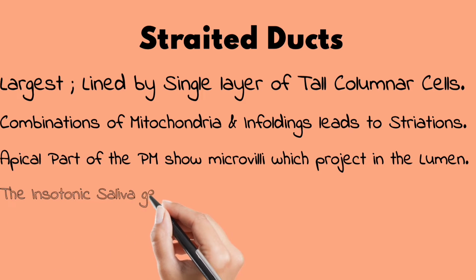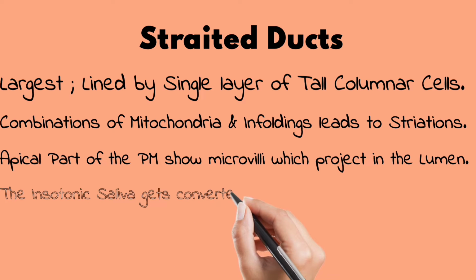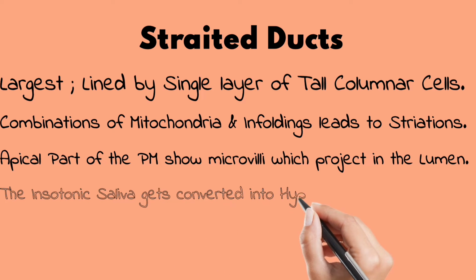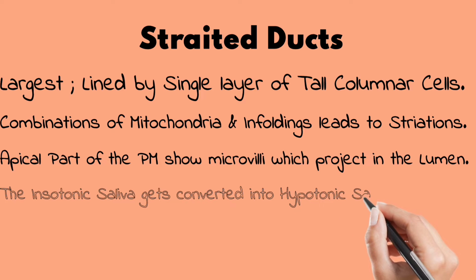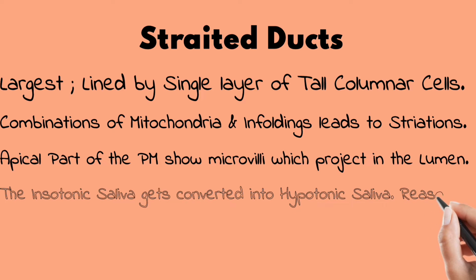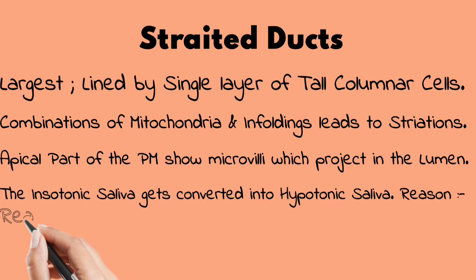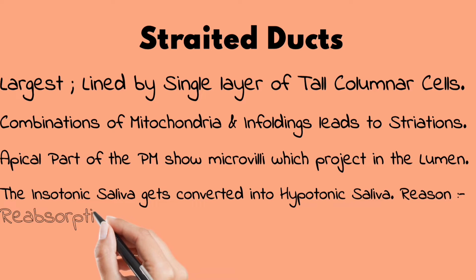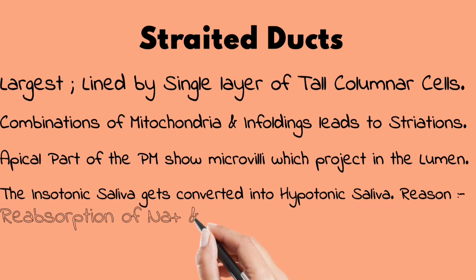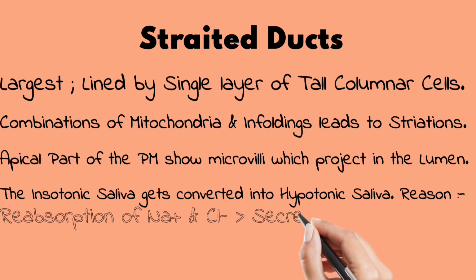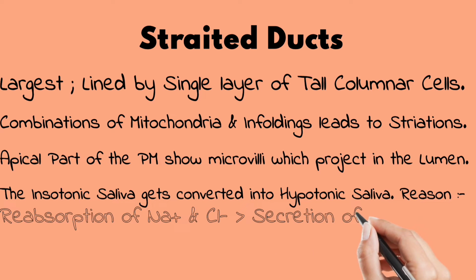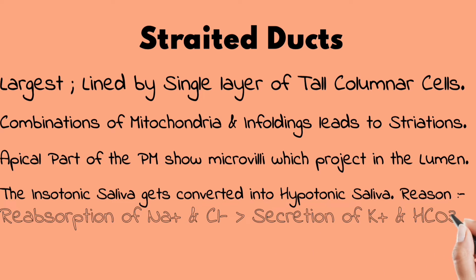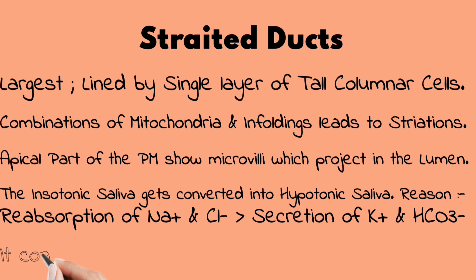Here the isotonic saliva gets converted into hypotonic saliva while passing through the striated duct. The reason is that the absorption of sodium and chloride is higher than the secretion of potassium and bicarbonate. Also, water is not added, so the isotonic saliva gets converted to hypotonic saliva. Also, the striated ducts provide glycoprotein and kallikrein to the saliva.